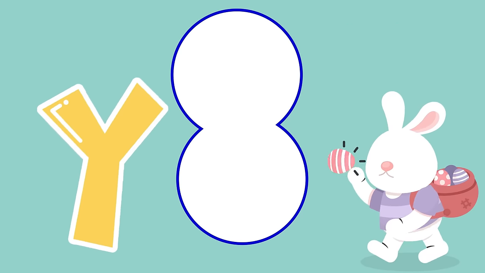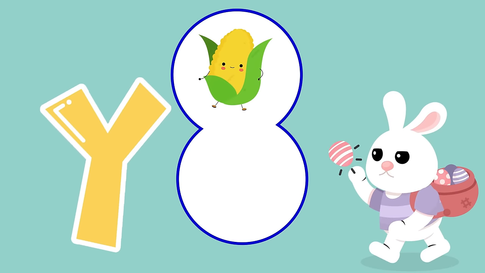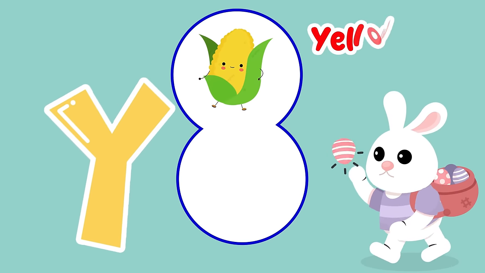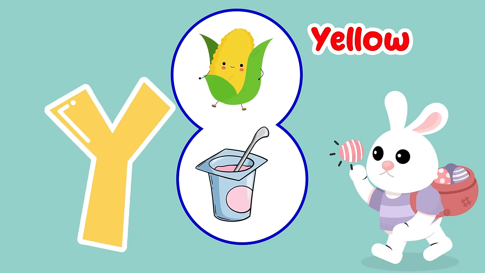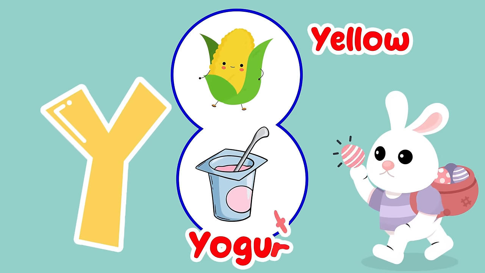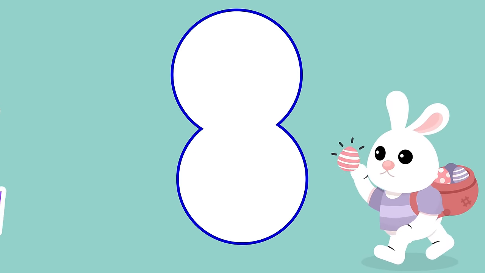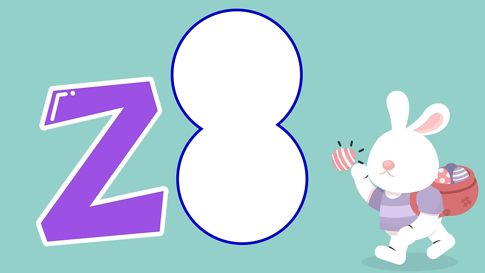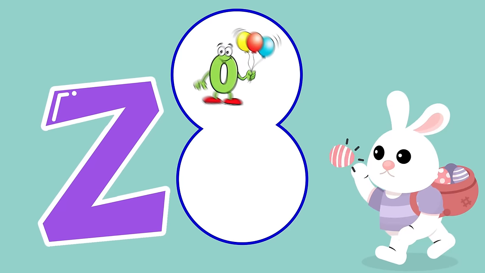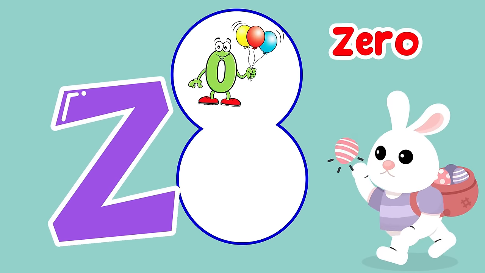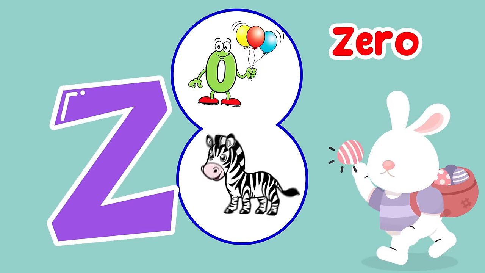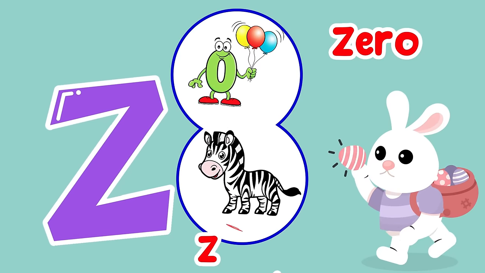Y for yellow. Y for yogurt. Z for zero. Z for zebra.